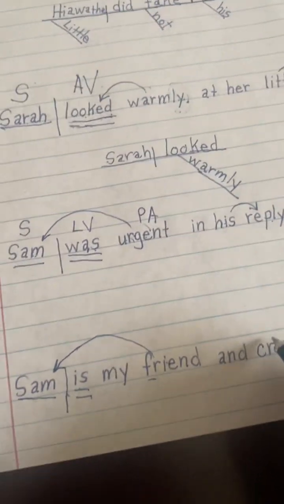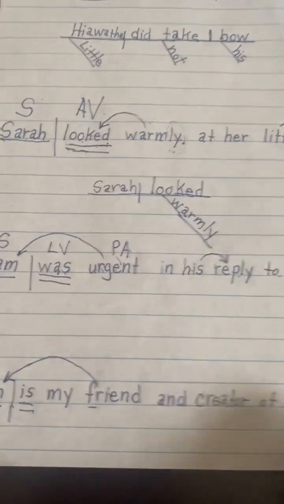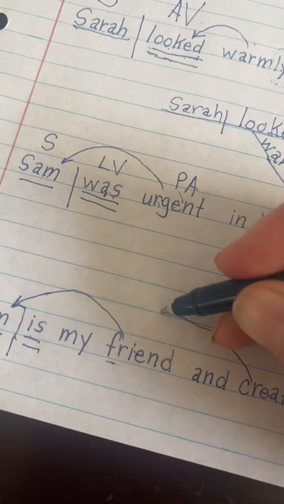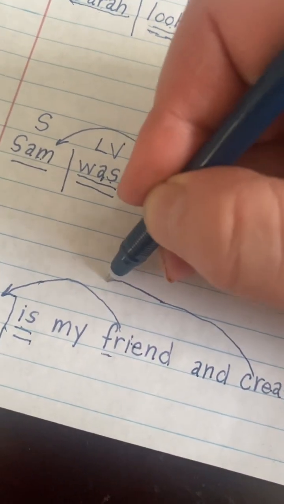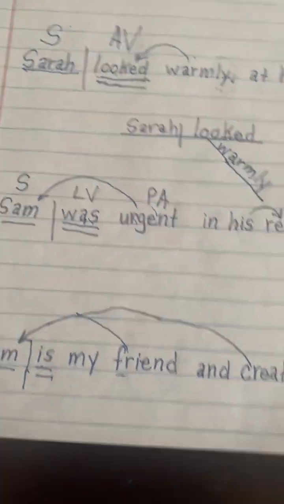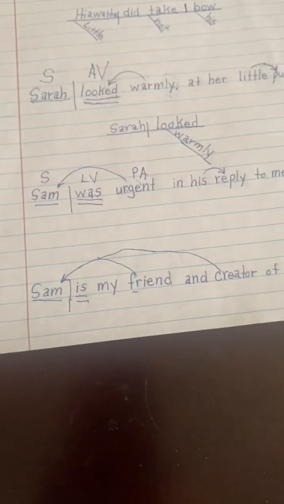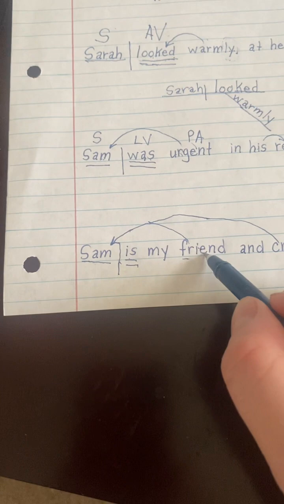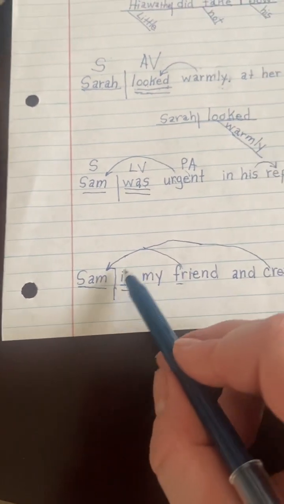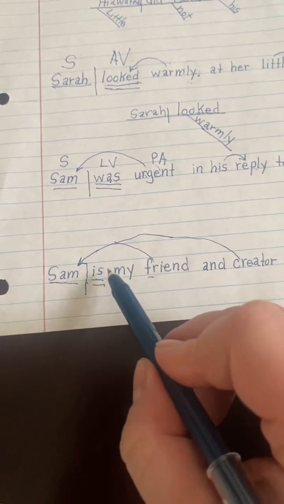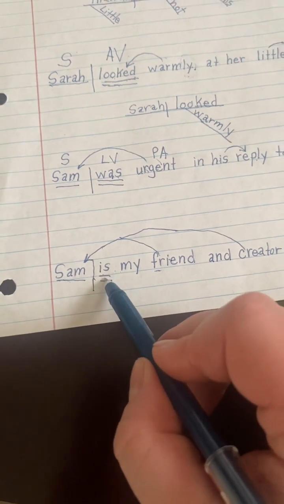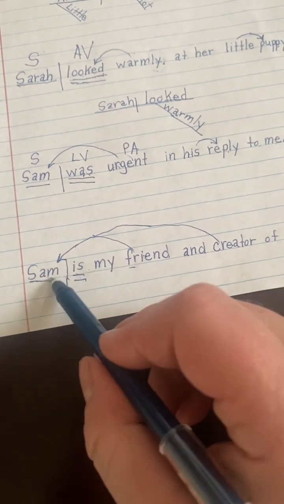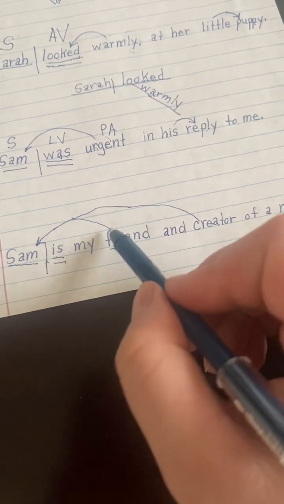And we also draw an arrow back to the subject for this one. So we're going to go from creator back to the subject. Sometimes the arrows can just kind of run into each other. So there's actually a compound renaming the subject. I like to say Sam is equal to friend. When we think of is, think of something being equal. Sam is friend. Sam is creator. He's both of those things.